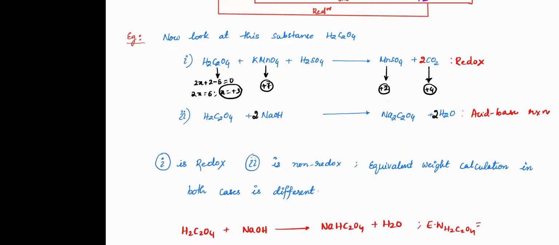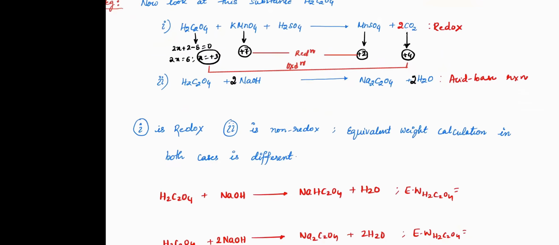So from here it is clear that carbon, which is from plus 3, has now changed to plus 4. So it is undergoing oxidation. And manganese is changing from plus 7 to plus 2, so it is undergoing reduction. Okay. So yes, this is a redox reaction.